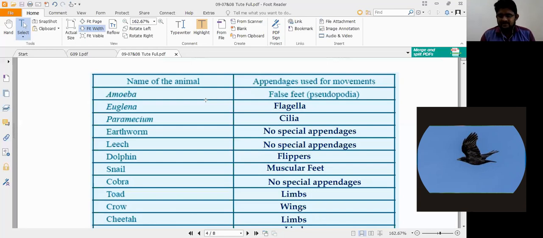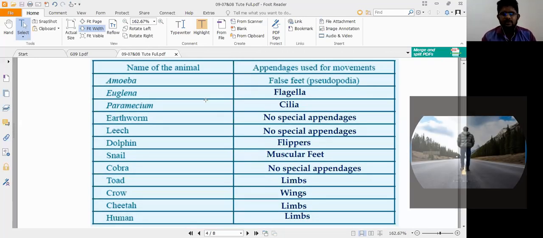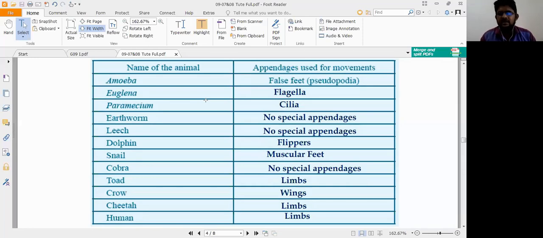And what about their legs? They have legs too, but legs they don't use for their major locomotion. Whenever they are landing, then they use their legs. Otherwise, their major movement is carried out by wings. And cheetah also has limbs, legs. Human, two limbs. So these are the appendages used for the movements of these organisms.